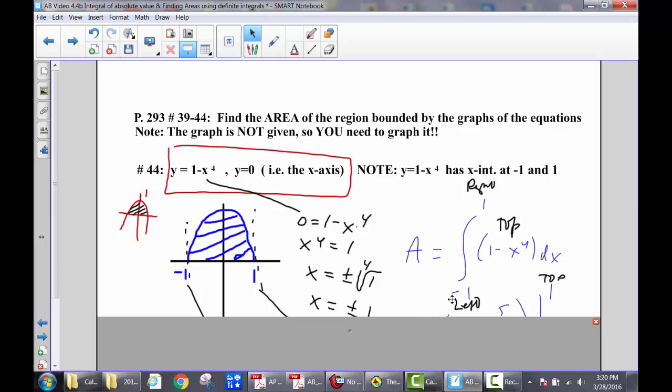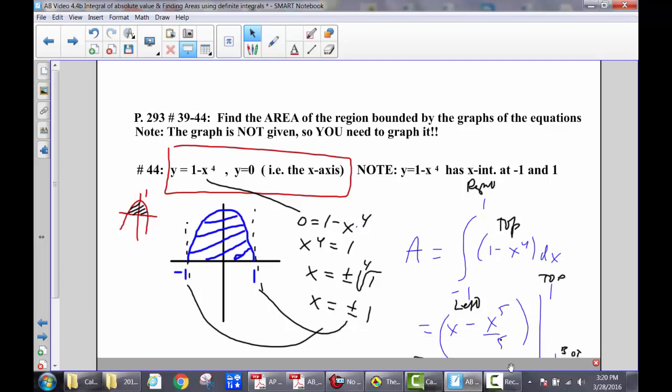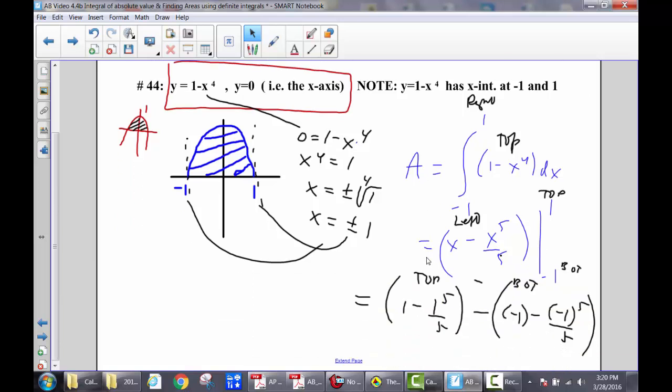And of course, that'll be the integral from negative 1 to 1 of 1 minus x to the 4th dx. And then the rest is blah, blah, blah. Integrate, plug in the numbers.